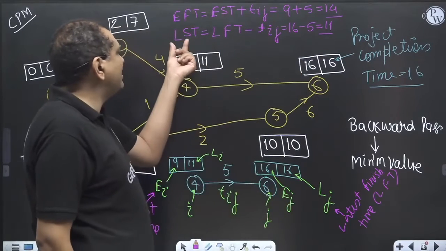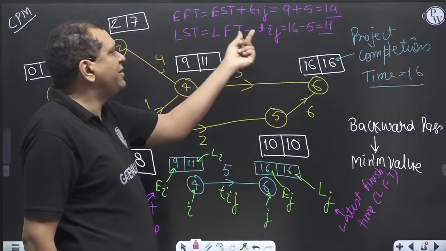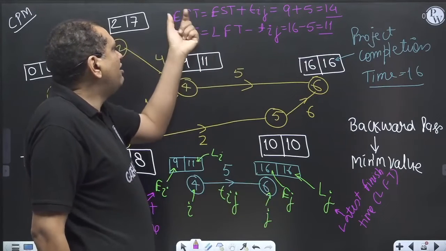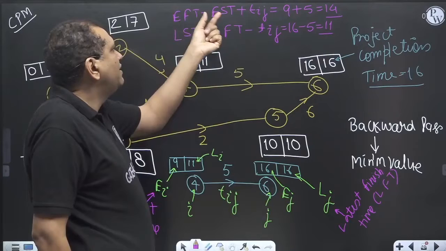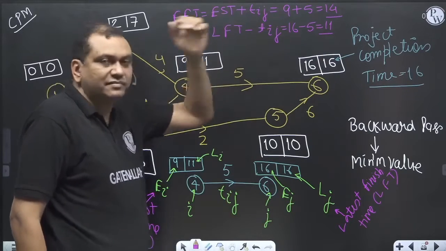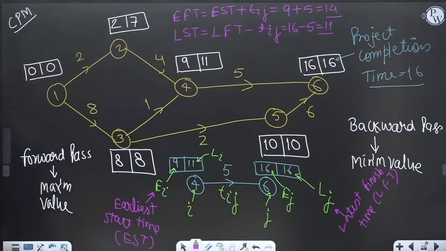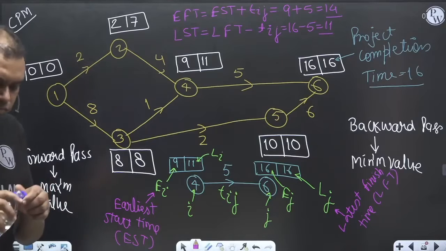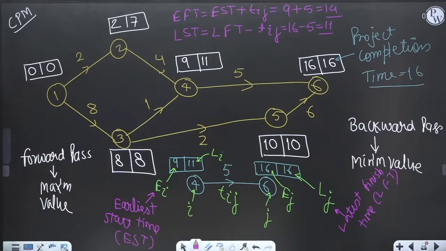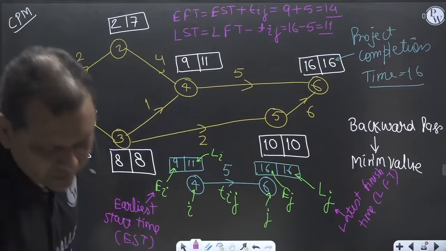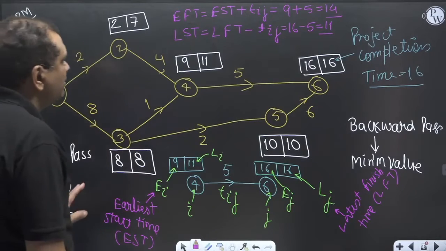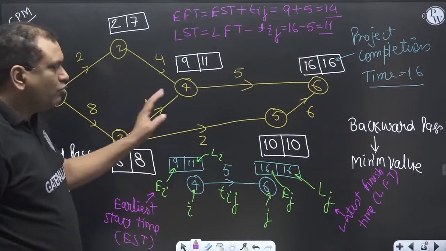So how to find out the latest start time? Latest finish time minus Tij. How to find out the earliest finish time? Earliest start time plus Tij. That way we calculate. So our head should be very cool while calculating all these things.